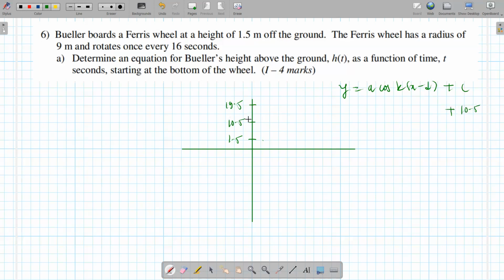The amplitude is the distance from the midpoint, up or down. It doesn't matter up or down, it's both ways. What's the distance from the midpoint, either up or down? How far apart is 19.5 from 10.5? 9. So your amplitude is 9, okay? Now K value, K is 2 pi over the period. So it's going to be 2 pi and the period is 16, you see? So that's pi over 8.